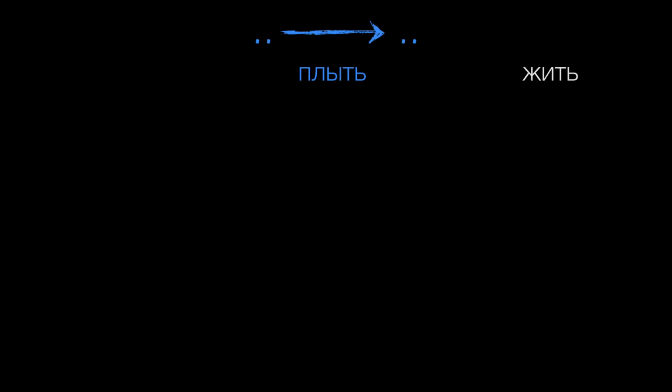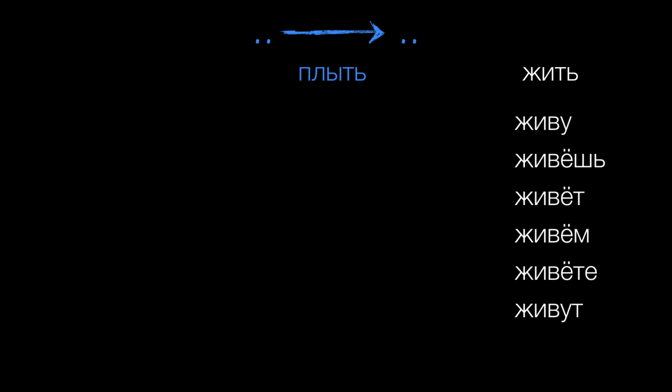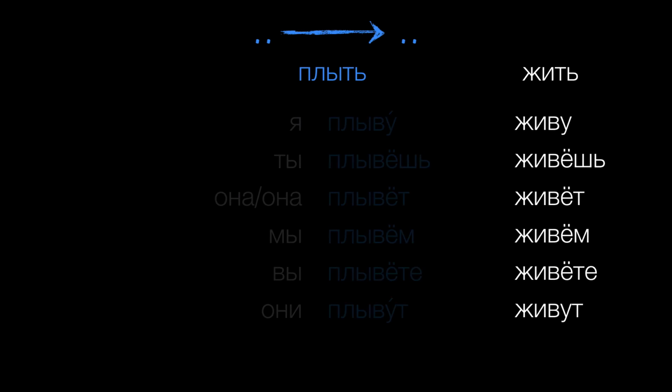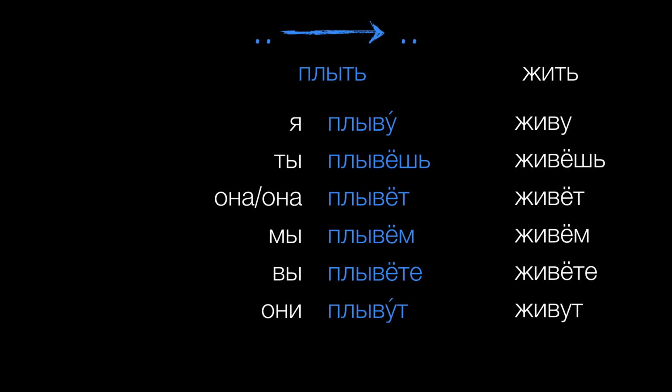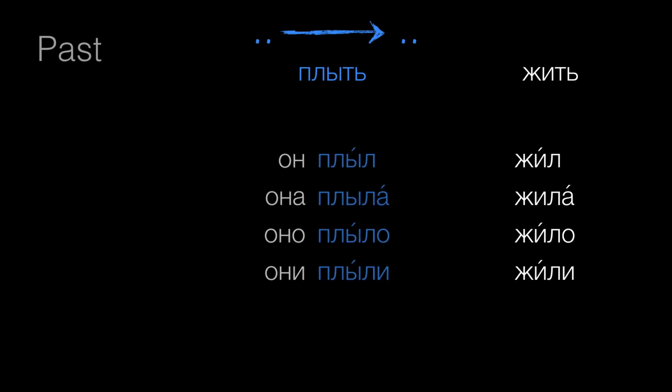It might remind you of жить. If you know «я живу», «ты живешь», and so on, then the forms «я плыву», «ты плывешь» will sound familiar. They both have that «в» that appears here. But just as we say «он жил», «она жила» in the past, without that «в», we also say «он плыл», «она плыла», «оно плыло», «они плыли», forming the past directly from the infinitive.